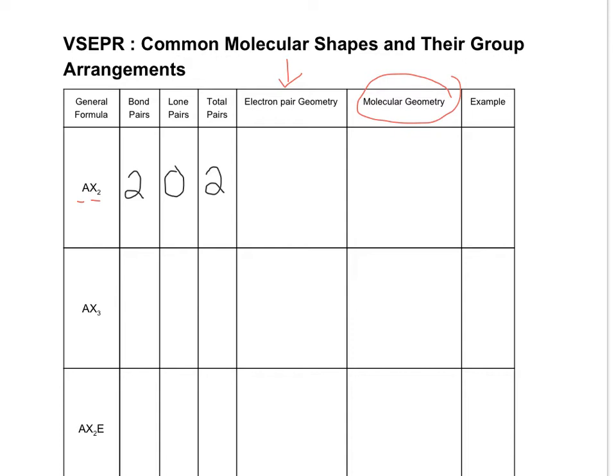In a case where we don't have any lone pairs of electrons, our geometries will be the same. So I've got A bonded to an X, bonded to an X. Because there are only 2 bonding pairs, they are far away from each other when they're 180 degrees apart. So this is considered to be linear, because X to A to X makes a straight line. So our molecular geometry will be the same.